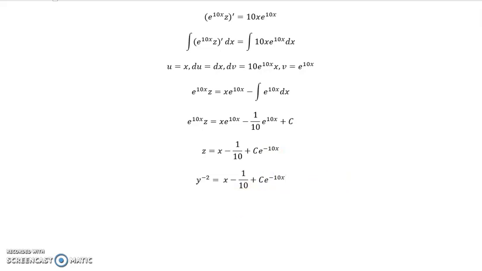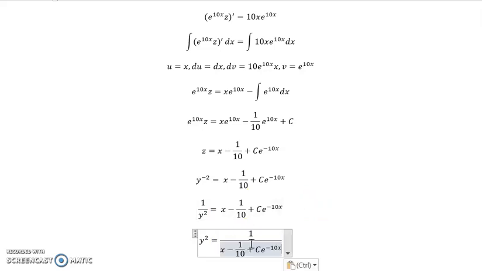Now, this is an implicit way to express the function. I could, if I preferred, make it look a little more standard, a little less wonky. But if I wanted to solve the equation for y, I would end up having to take the reciprocal of both sides of the equation, which isn't going to be pretty.